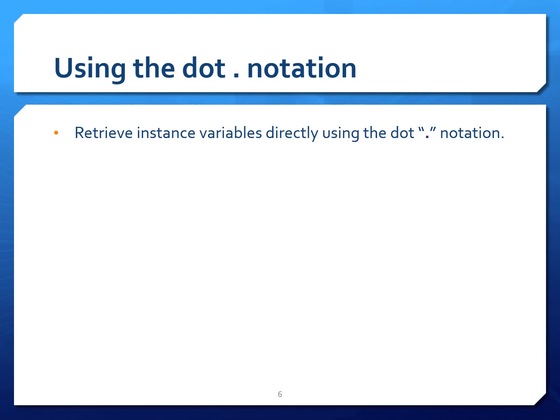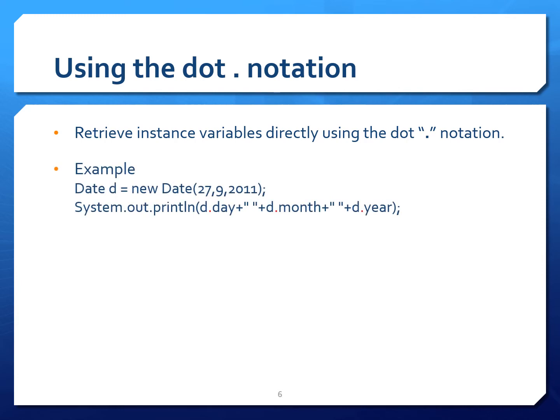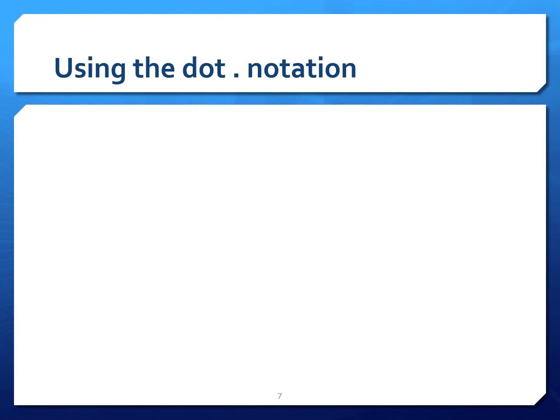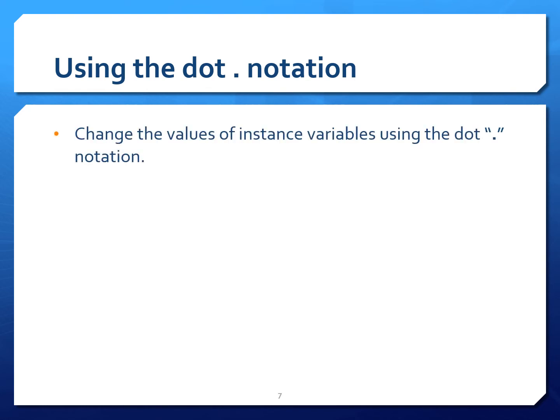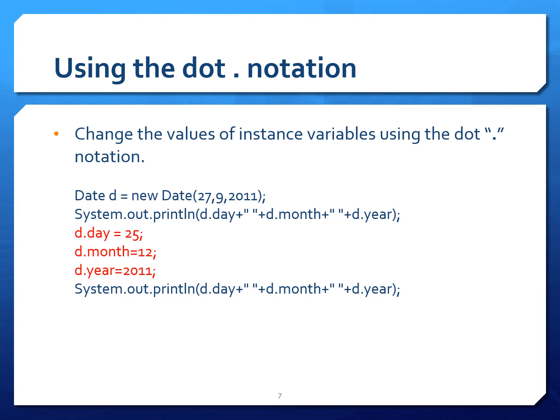Since the Date class has three public instance variables, we can retrieve those instance variables directly using the dot notation. In this example, we retrieve the day, month, and year of object D using the dot notation. We can also change the values of these instance variables by using the dot notation. In this example, we change the value of day, month, and year.